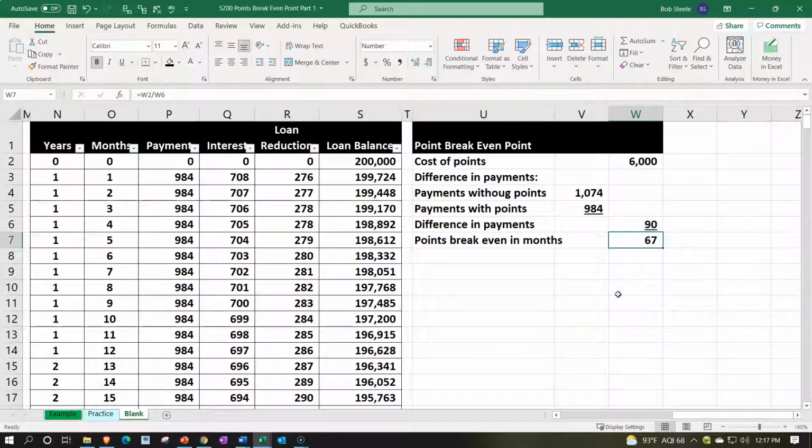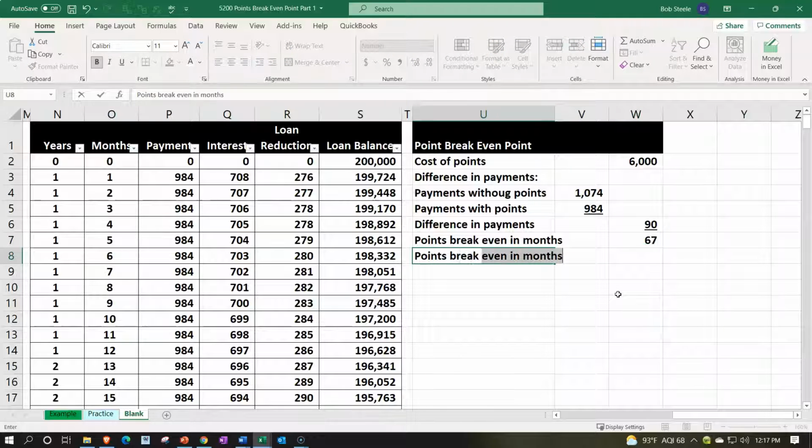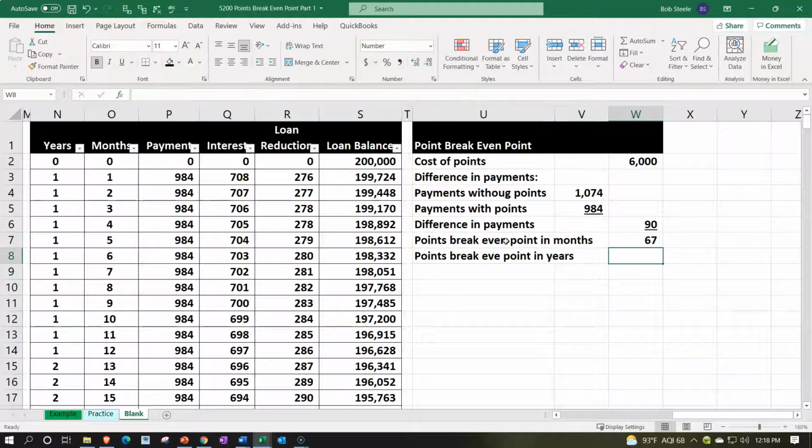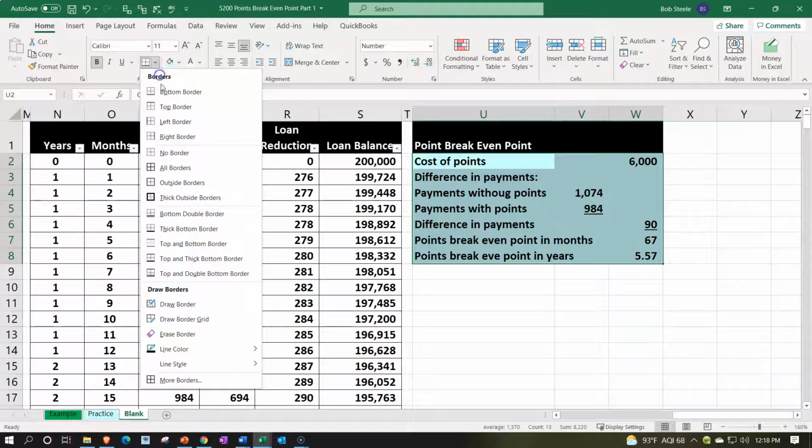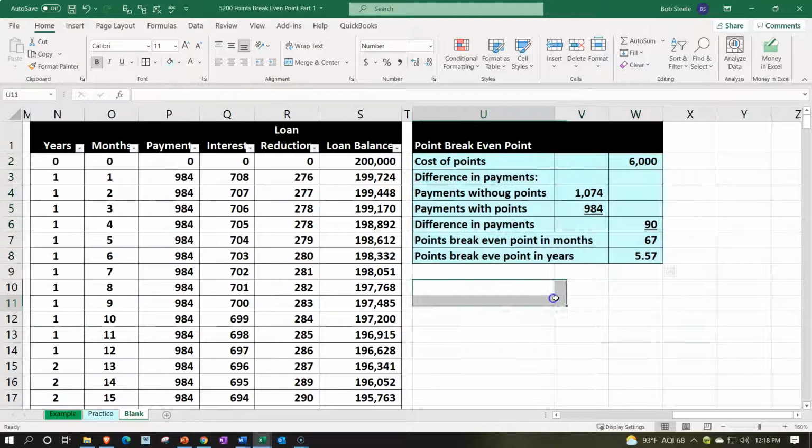67 months. Now we might want to know what it is in years. So points break even point in years, which will just take that 67 divided by 12 to get 6 years, about, adding a couple decimals, number group, couple decimals, 5.57 years. Okay, let's go ahead and bluify this. We'll make that blue by going to our drop down, blue and border blue.